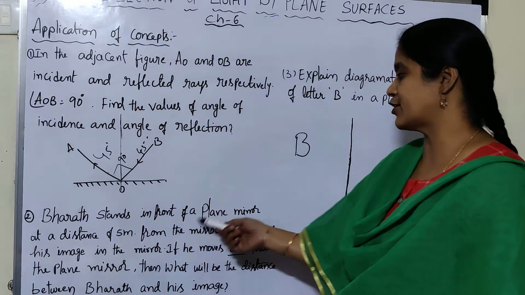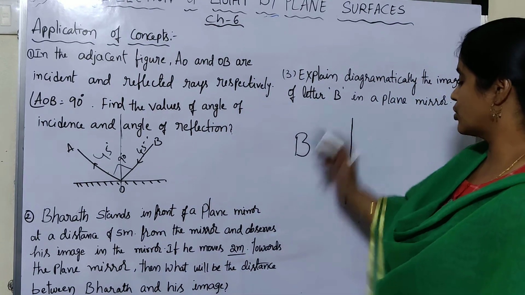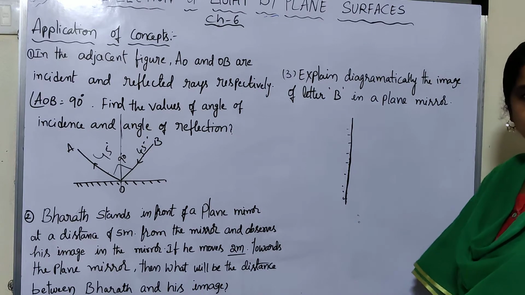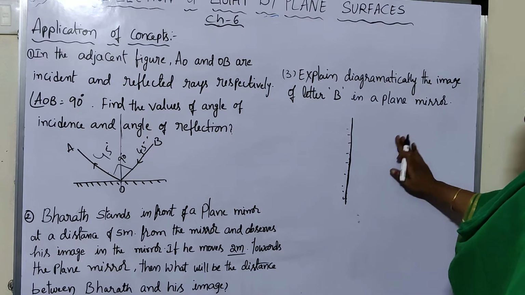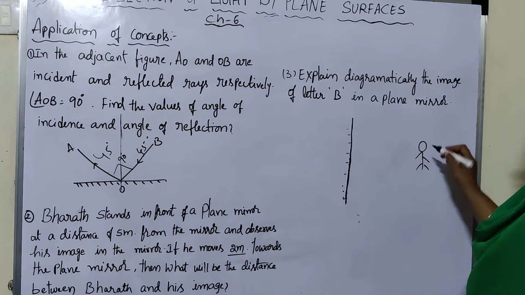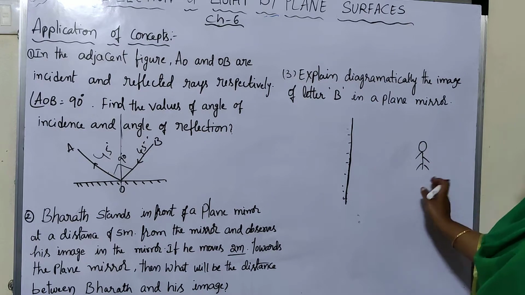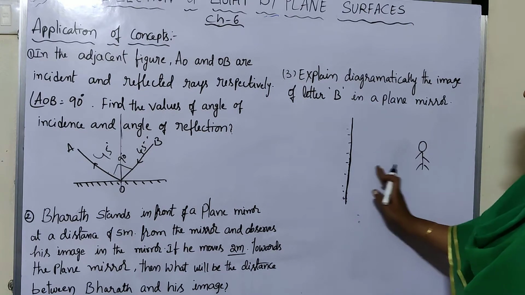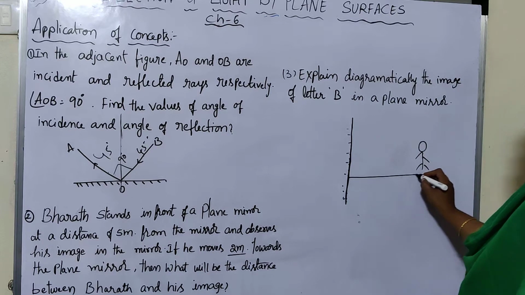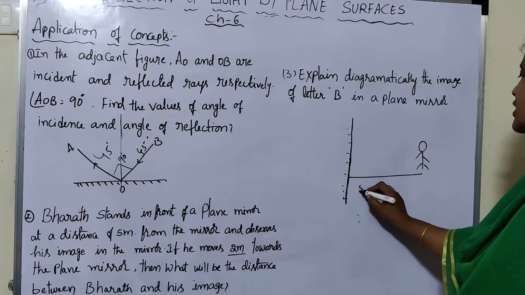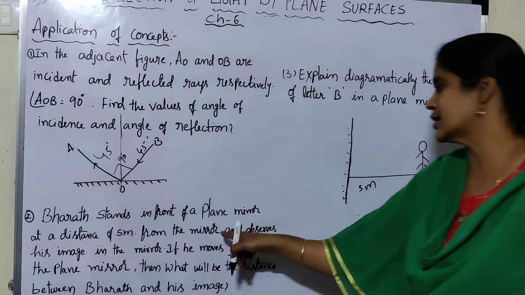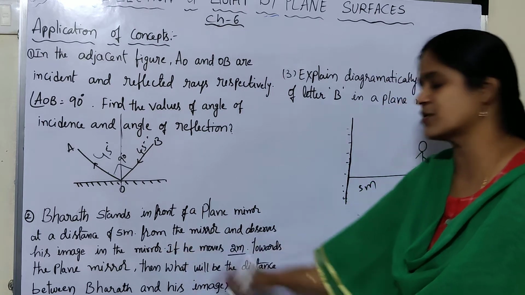Bharat stands in front of a plane mirror. So here I will draw. This is the plane mirror. Okay. So this is Bharat, he is standing in front. He stands in front of a plane mirror at a distance of 5 meters. So from the mirror to Bharat is how much? 5 meters. And he observes his image in the mirror.